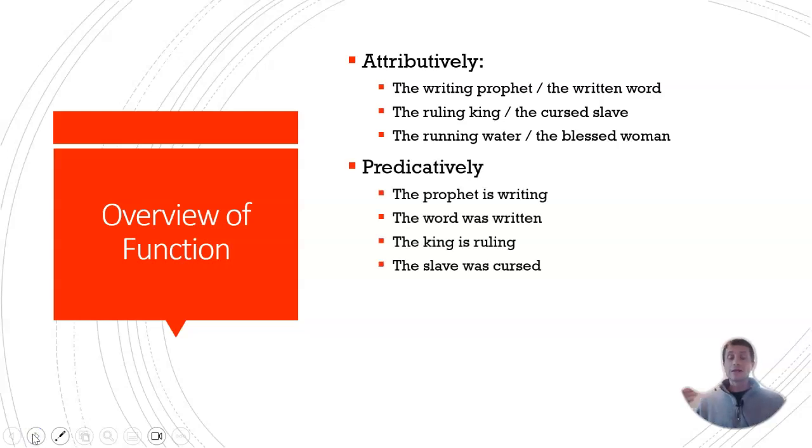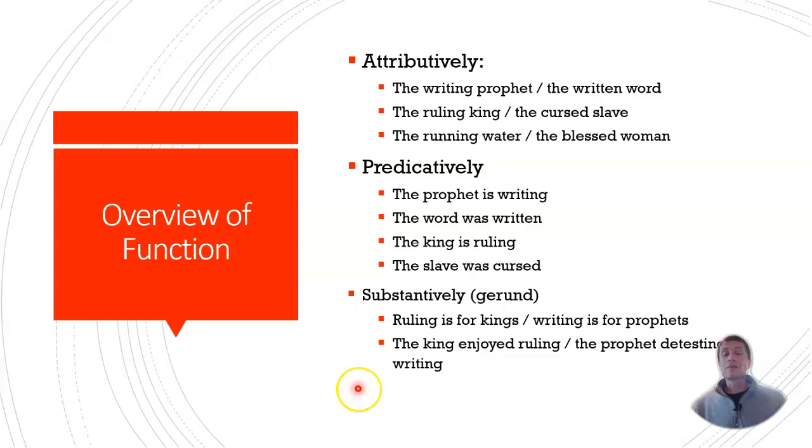Participles can also be used like a verb, or predicatively, and in English we typically use a being verb to connect the participle with the subject. So we have, the prophet is writing. Writing here is a verbal idea. It's functioning like a verb. Or the word was written. There's our past participle functioning like a verb. Or the king is ruling. The slave was cursed.